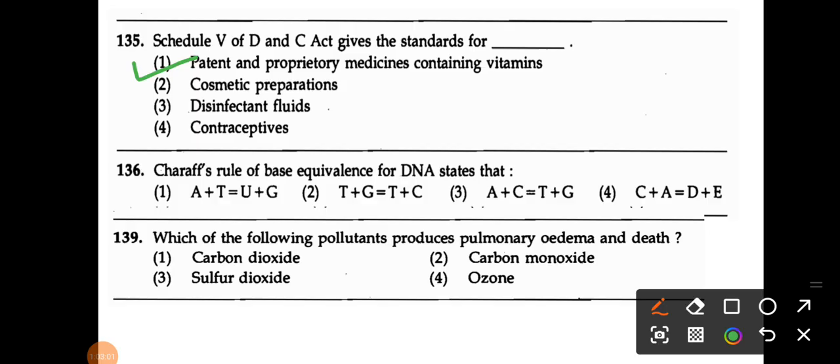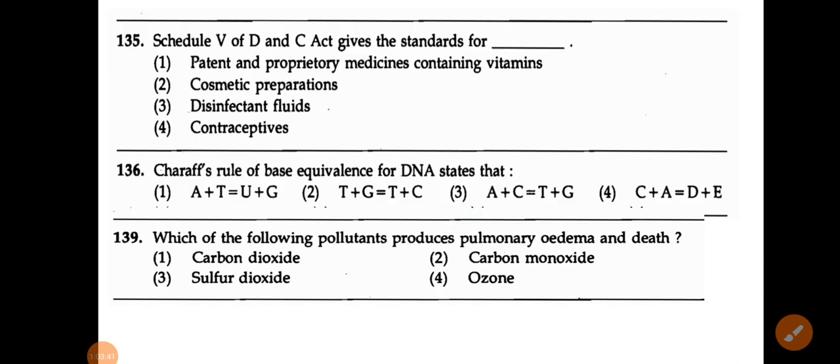your drug inspector exam. The next one, Chargaff rule of base equivalence for DNA states that, right? So here are the different options. What is the correct answer here? That is option 3, A plus C is equal to T plus G, because option D is not relevant. Option D and option 2 also. In option 2, A plus T is equal to U plus G is there, but they are specifically asking for DNA, right? They are asking specifically for DNA, so uracil is not there. Okay.